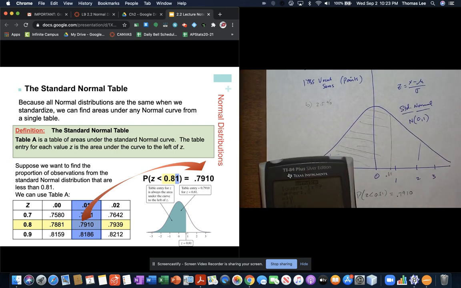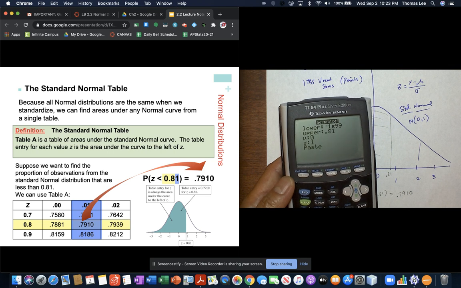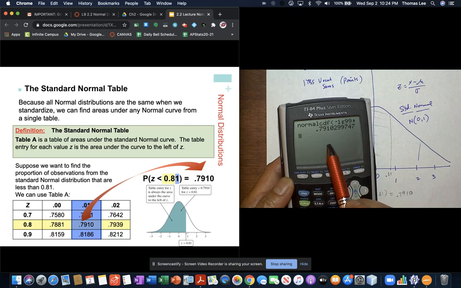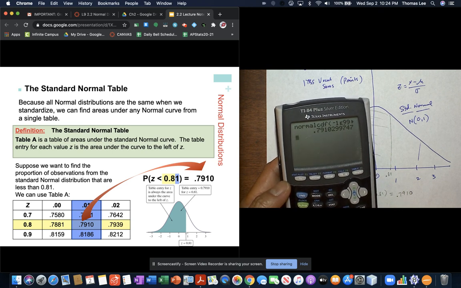So 0.81. Now, mu and sigma are defaulted at 0 and 1. That means I'm just using the standard normal distribution. Let's paste, enter, and there's my actual value. Notice that Table A, the standard normal table, only gave me 4 digits, 0.7910. The calculator gives me a lot more, 0.7910299747. So that is how you use the calculator to find the area under the curve from one interval to another interval.